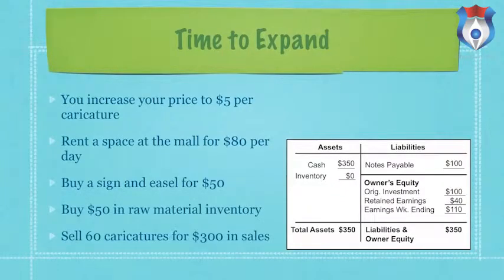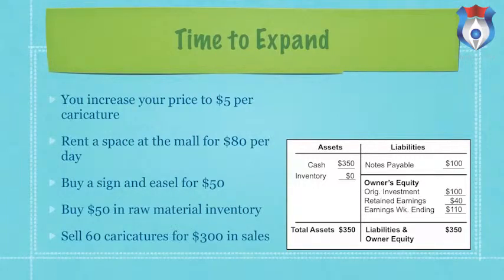You've decided it's time to expand. You've decided to increase the price of your caricatures to $5 each, to rent a space at the mall for $80 per day, and to buy a sign and an easel for a total of $50. You then go on to buy $50 in raw material inventory.